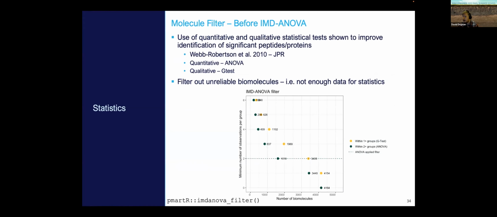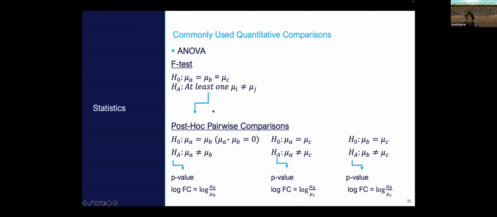So before applying an IMD ANOVA, you're going to want to filter the data. You're going to need at least one biomolecule in a group for the G test, and you're going to need at least two for the ANOVA. And so that's what this filter is doing here. And in PMART-R, that function is called the IMD ANOVA filter.